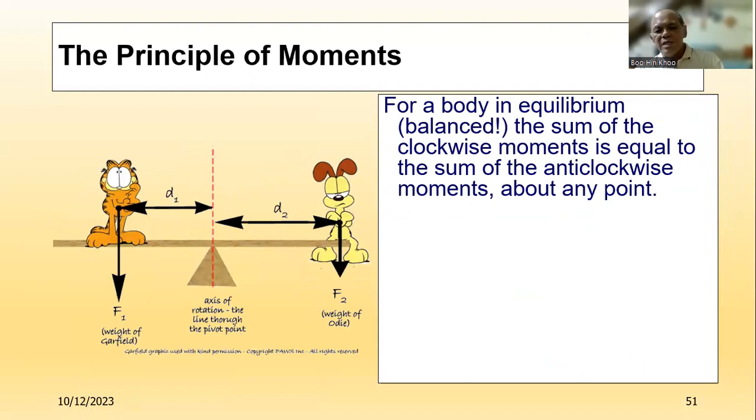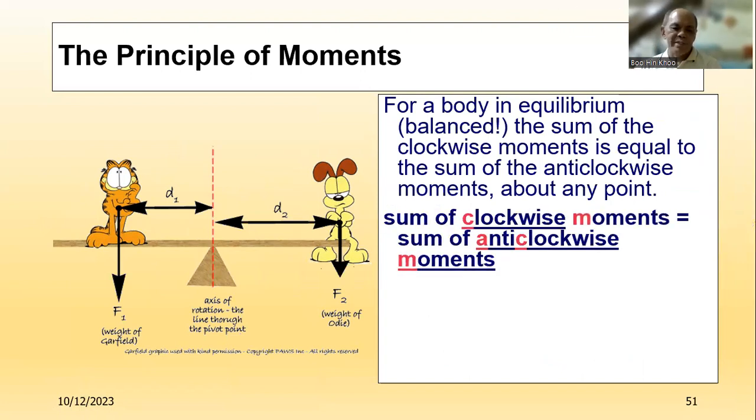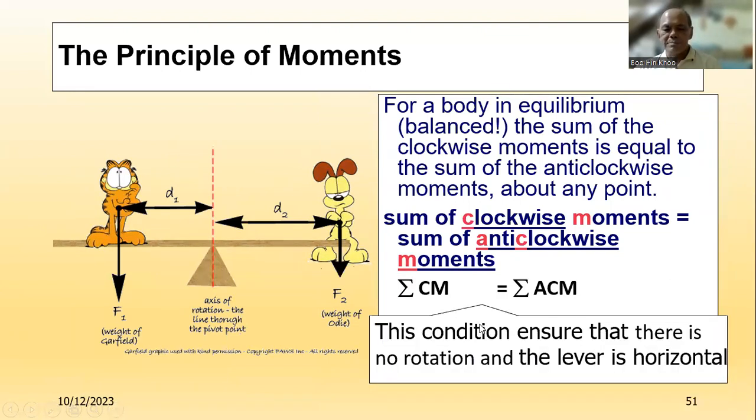For a body in equilibrium, or we call it balance, the sum of clockwise moments is equal to the sum of anti-clockwise moments about any point. Any point. It doesn't have to be a specific point. Any point must have no rotation. This condition ensures there's no rotation, or if it rotates, it doesn't rotate faster and faster. So this condition is important. It makes sure it stays horizontal.